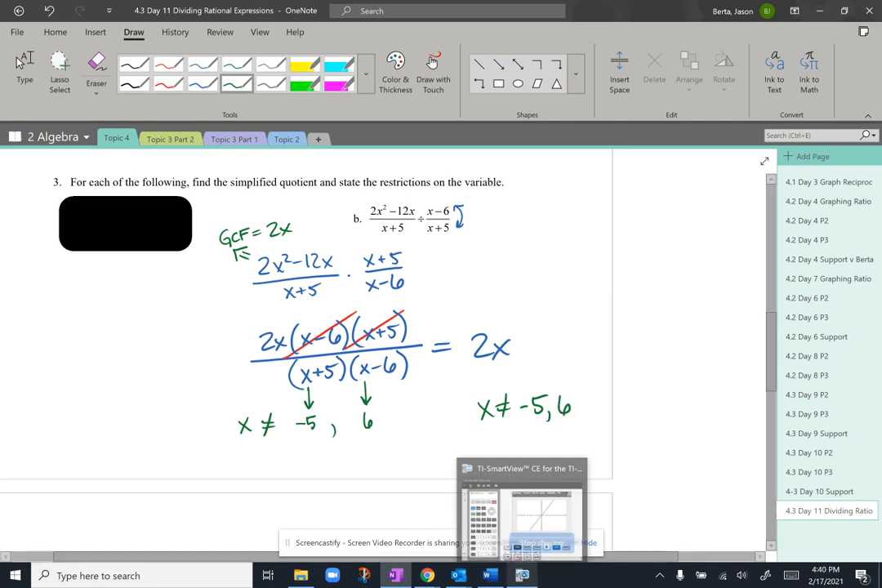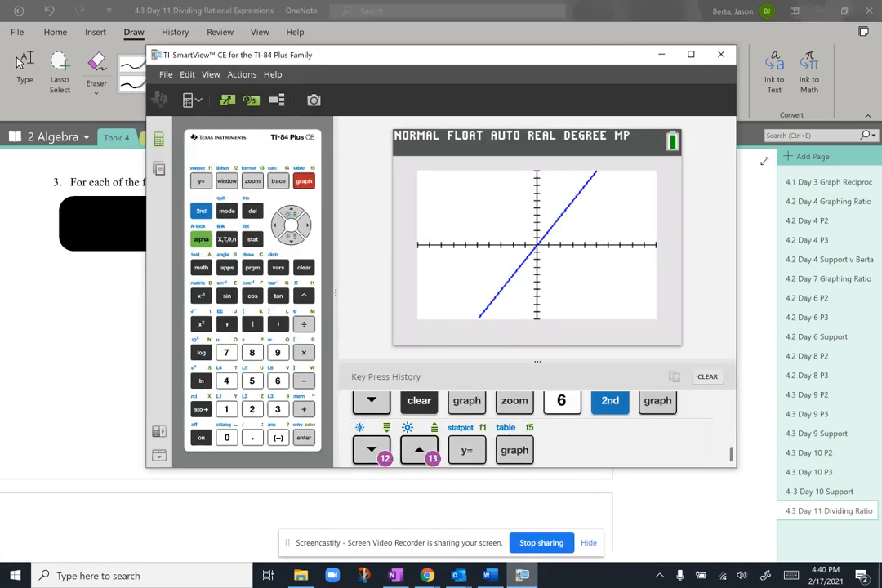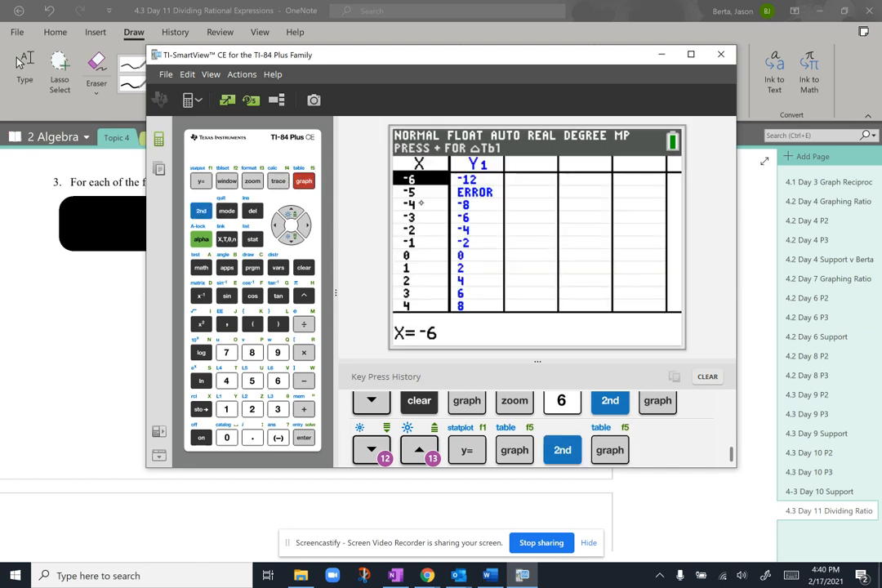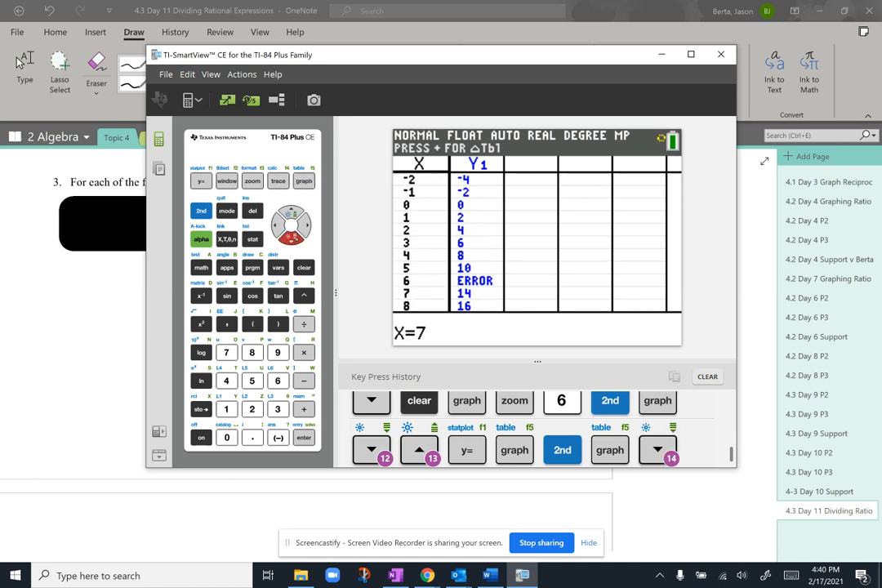So this is interesting. Let's go back to our graphing calculator and let's look at the table of values for this. And sure enough, I see that at x equals negative 5, there's an error. All right, that means there's a hole in the graph there. And if I scroll a little bit farther down to x equals 6, there's the other error.